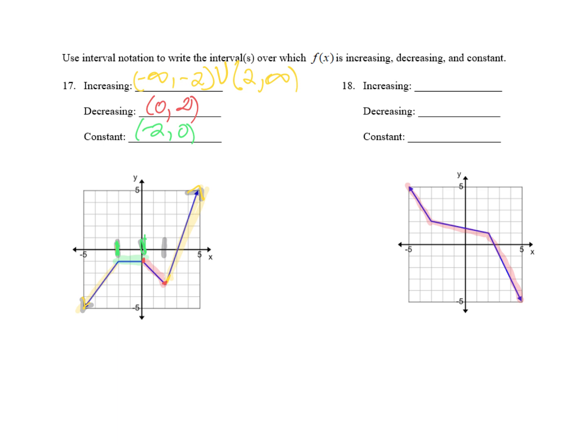So how do we describe that? Well, we describe that as it's decreasing from negative infinity to positive infinity. It doesn't have these other two types of intervals.